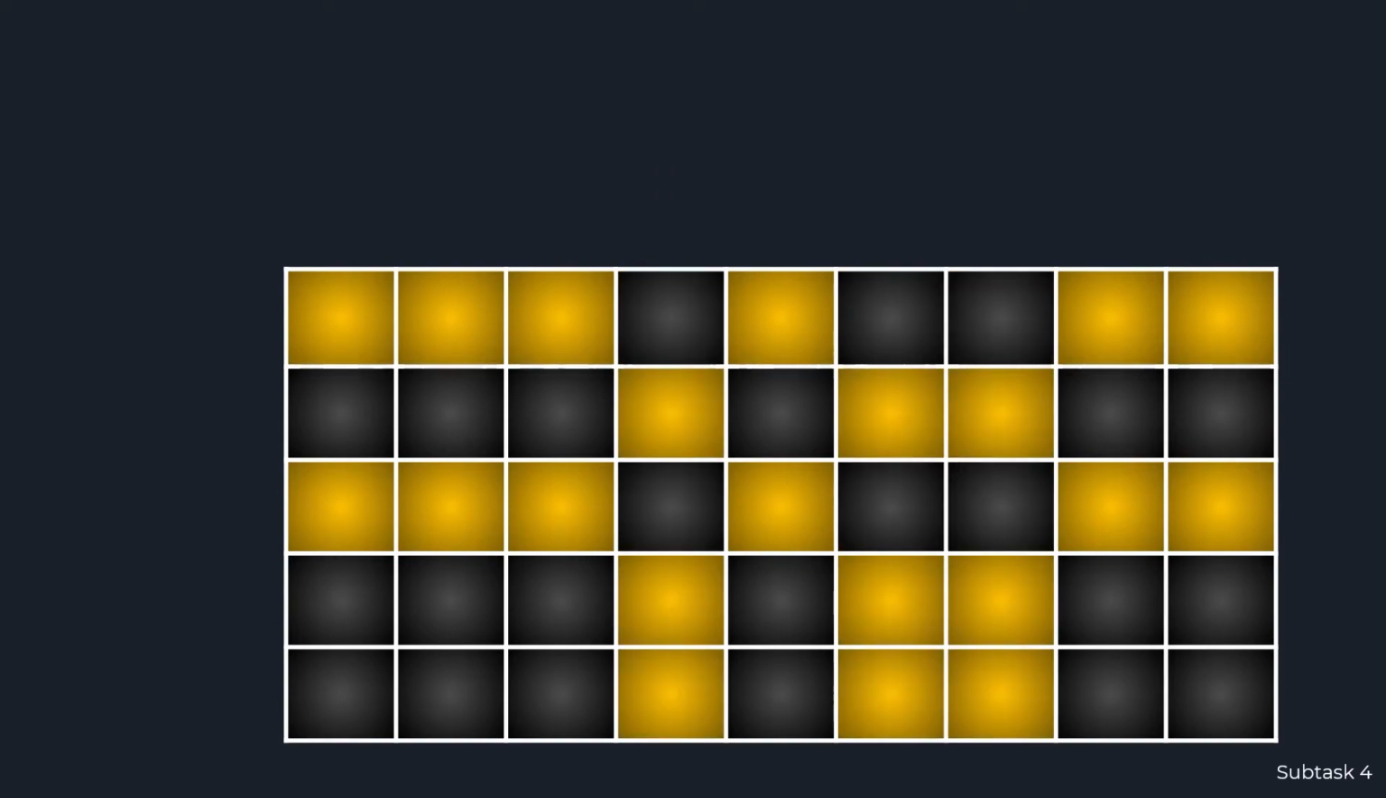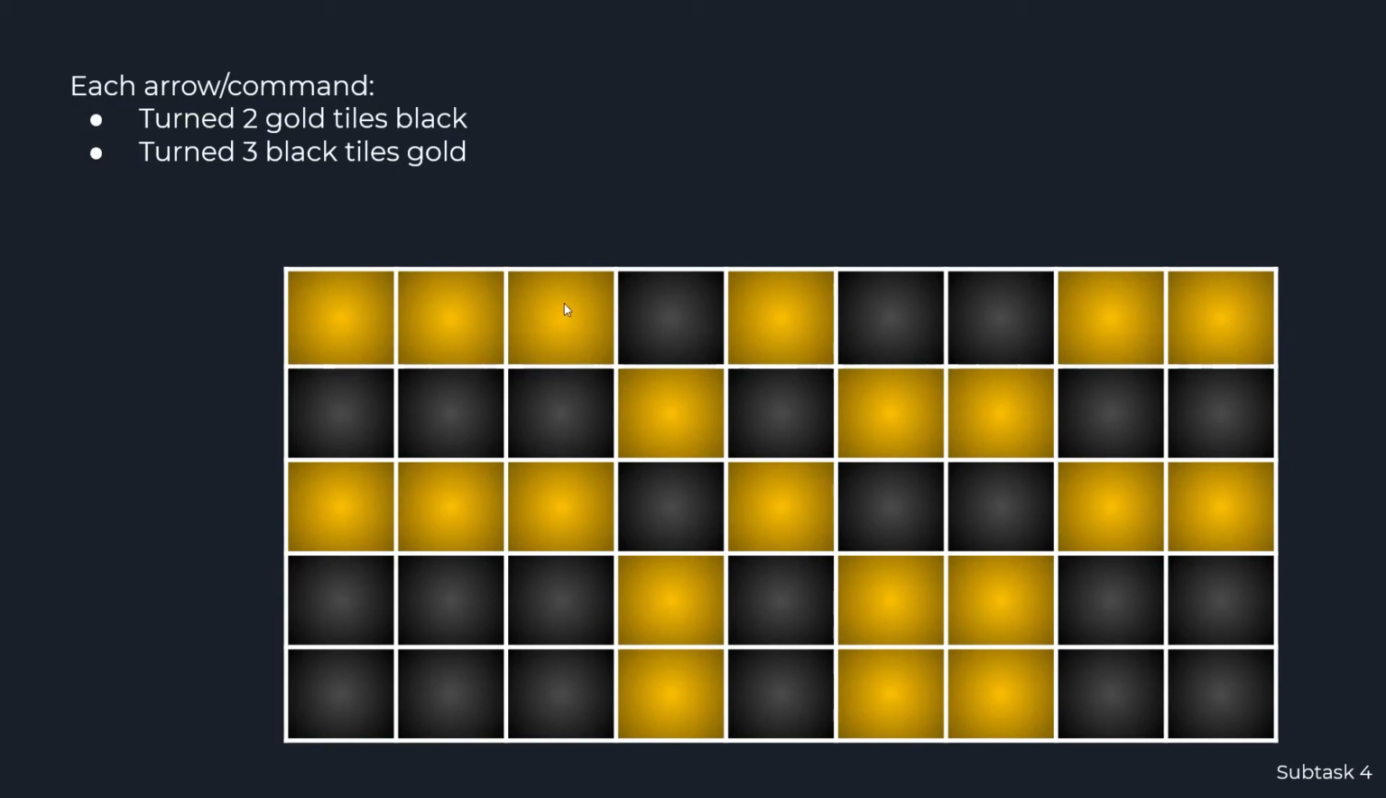All right, now that we simulated that, this is what our grid would look like after we painted over the columns. And you might have noticed that 2 of the golden tiles turned black and 3 of the black tiles turned gold. So we can actually use a formula to calculate this.